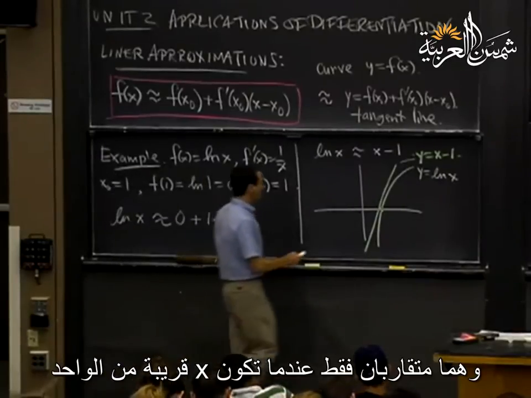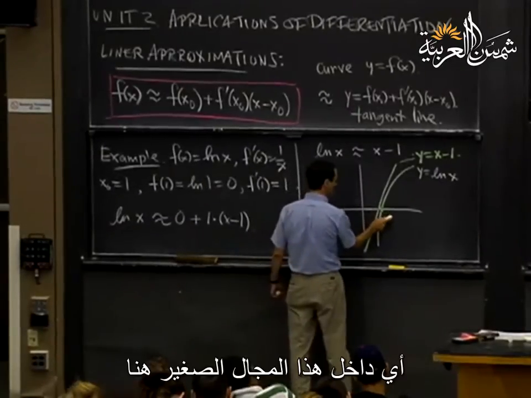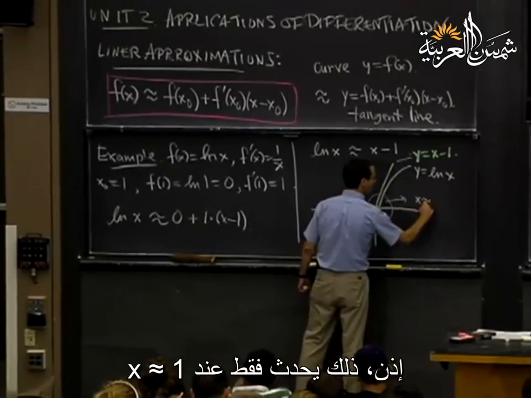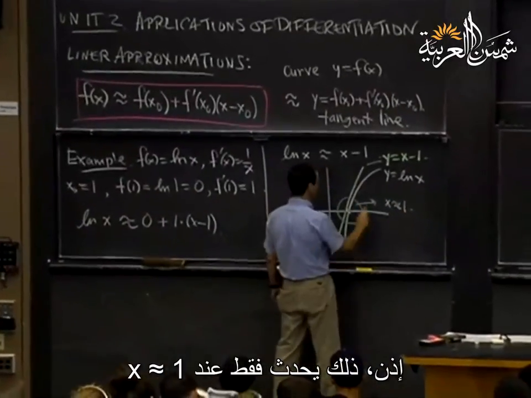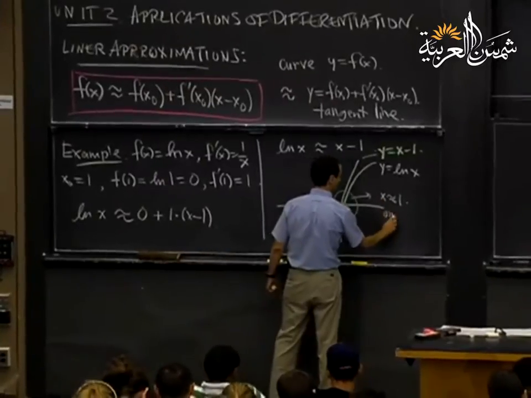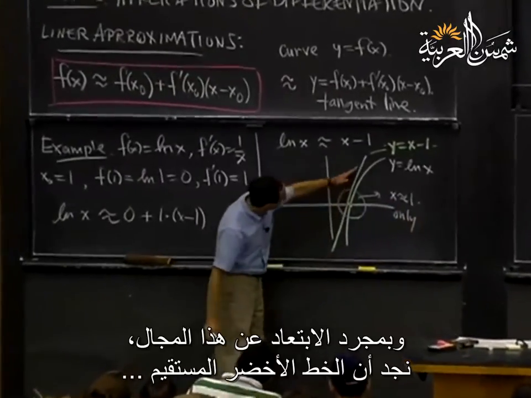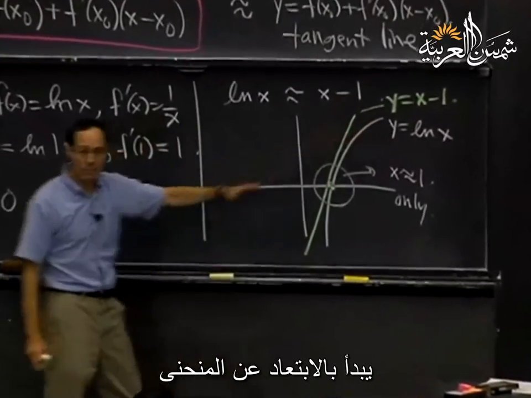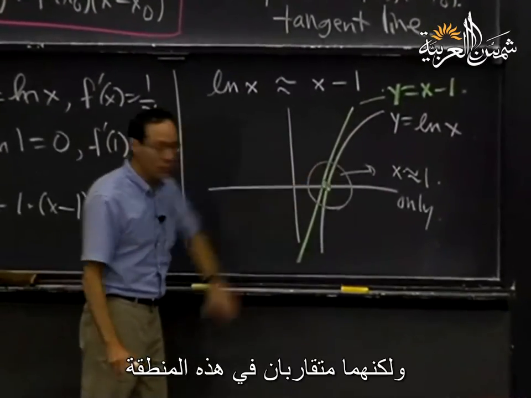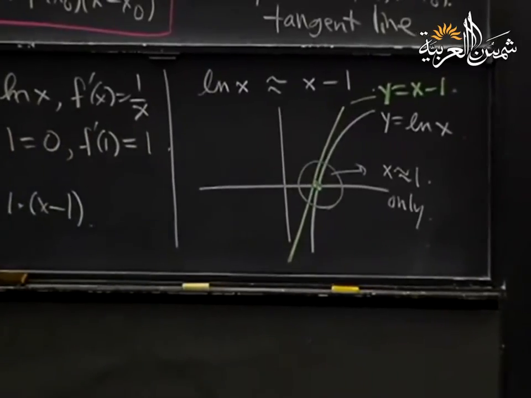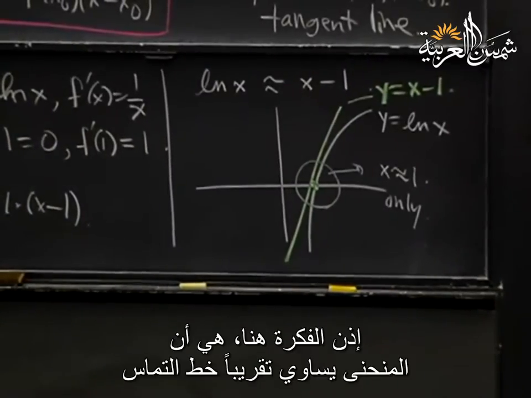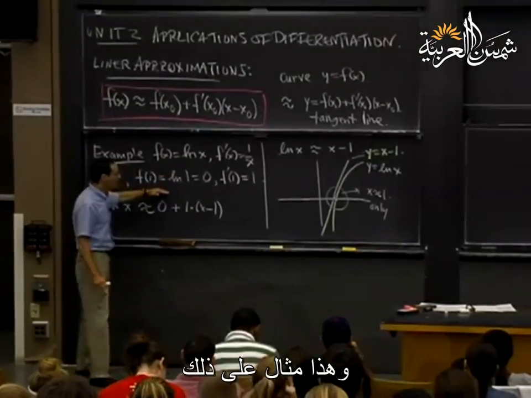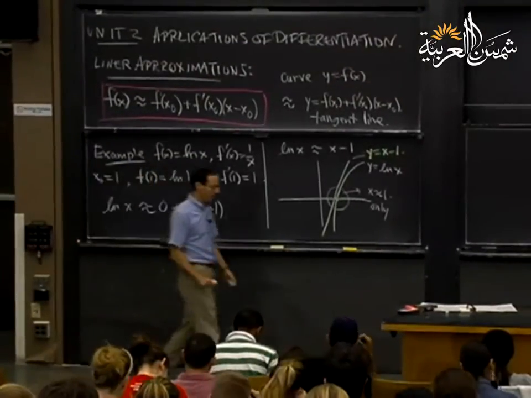They're nearby only when x is near 1. So say in this little realm here. So when x is approximately 1, this is true. Once you get a little farther away, this straight line, the straight green line, will separate from the graph. But near this place, they're close together. All right, so the idea, again, is that the curved line is approximately the tangent line. And this is one example of it.